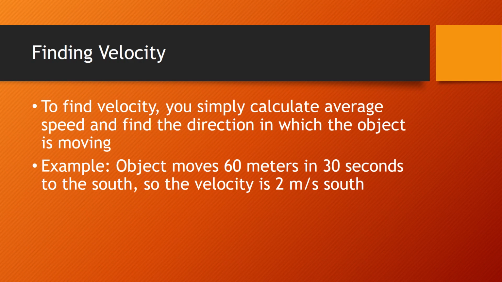So finding velocity is simply calculating the average speed that we know how to do already. You take the total distance divided by total time, and then you just describe the direction that that object is moving in. So for example, if we have an object moving 60 meters in 30 seconds to the south, you take 60 divided by 30, because that's distance divided by time. That gives us 2 meters per second, and because I told you that it's moving to the south, you would label it as 2 meters per second south.